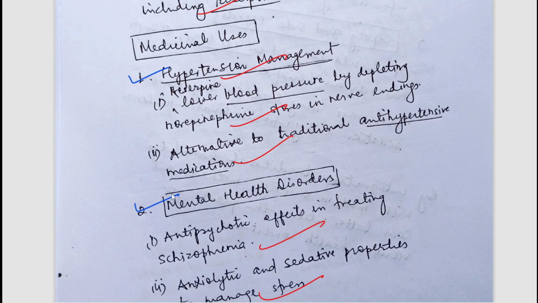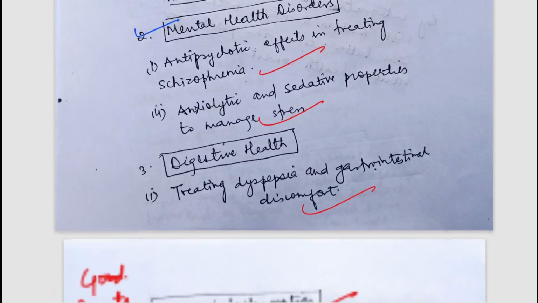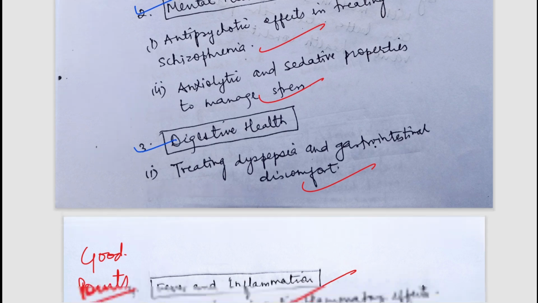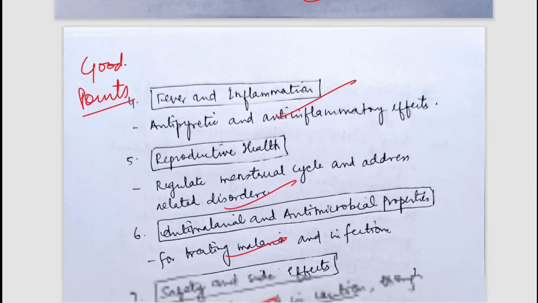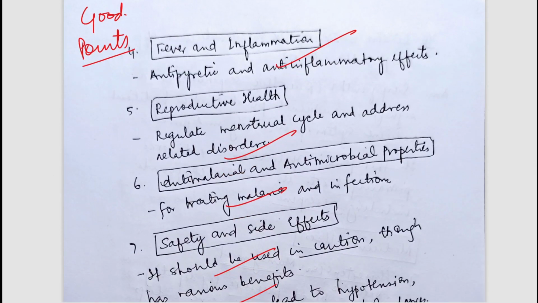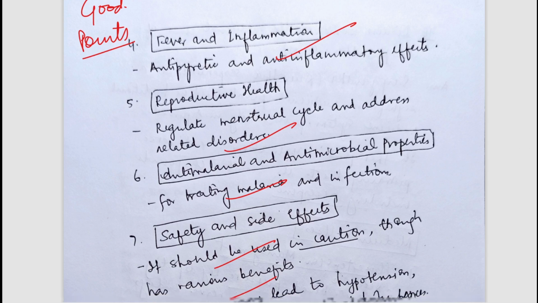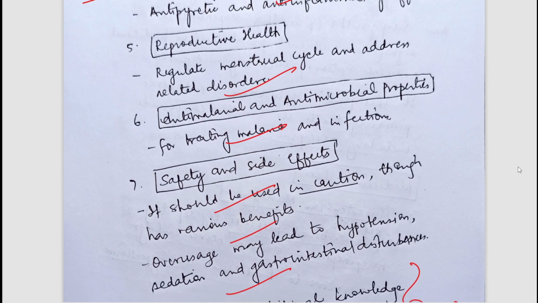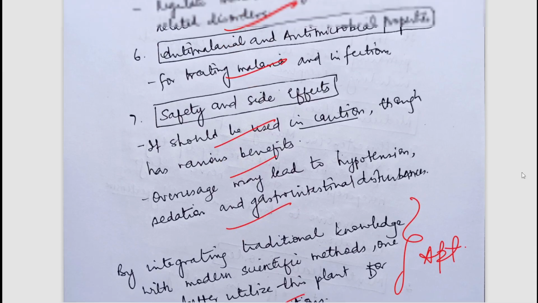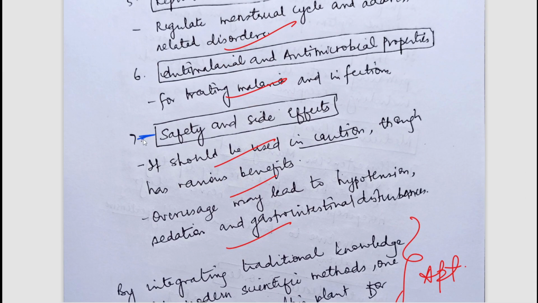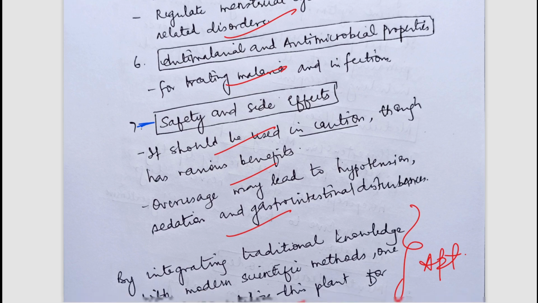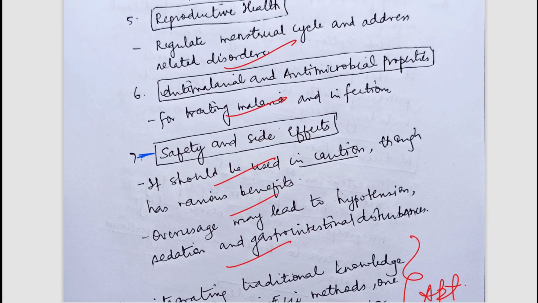It can be helpful in mental health disorders. It helps in our digestive health. It helps in fever and inflammation, reproductive health, antimalarial and antimicrobial properties, safety and side effects. Although these points should be mentioned separately, overall it is fairly written, no problem. You can write these types of points.